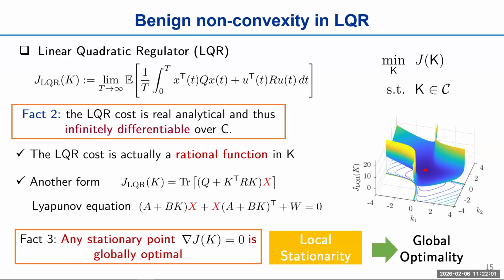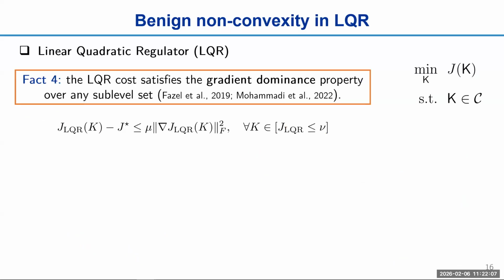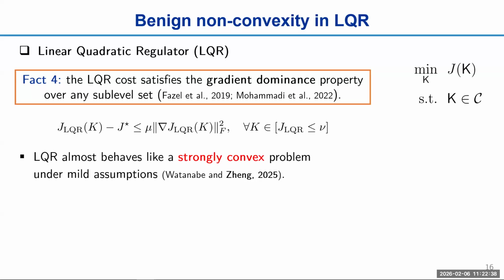So if you get local stationary information, you will have global optimality. And furthermore, the LQR cost even satisfies a stronger condition, which is known as the gradient dominance condition or Polyak-Lojasiewicz inequality in some literature. In this case, we can prove that the cost value gap is upper bounded by the norm of the gradient. From the gradient information, you can not only get whether you are at the global optimal point, you can also get the suboptimality gap. This will be an upper bound. And so LQR almost behaves like a strongly convex problem under very mild assumptions.